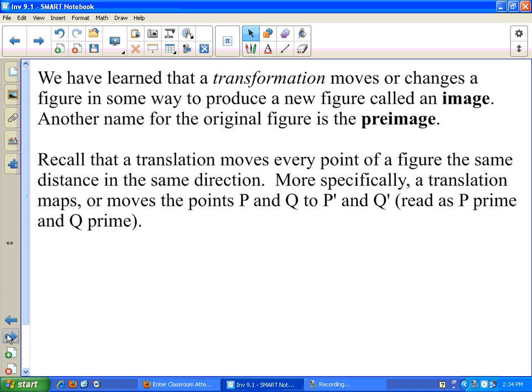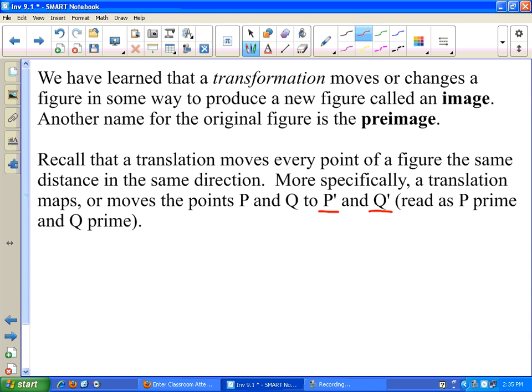So we have learned that a transformation moves or changes a figure in some way to produce a new figure. That new figure is called the image. The original figure is called the pre-image. Our pre-image is going to be called P and Q, or whatever letters they choose. The image, after the translation or transformation, is going to be written as P prime and Q prime. That's P with the tick and Q with the tick.